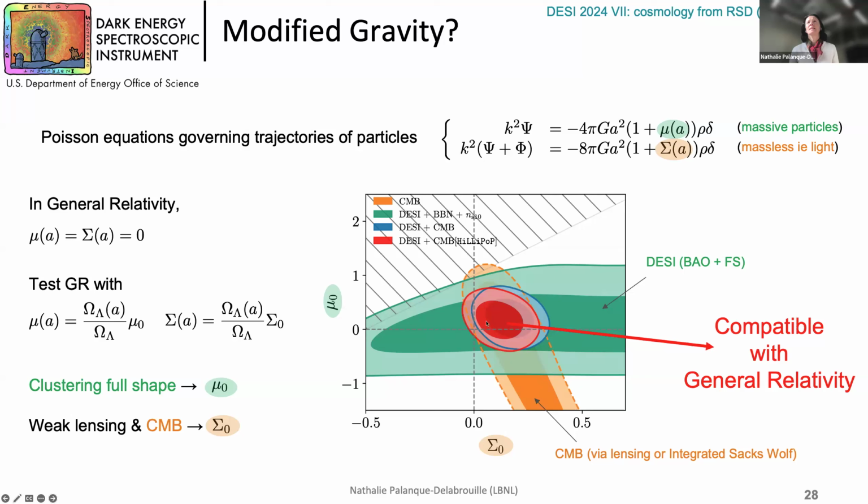What we see in this plot is that indeed the constraints obtained by DESI in green are only constraining mu naught, no sensitivity to sigma naught. But what is important to see is that they're totally compatible with mu naught equals 0. And combining with CMB, we obtained red or blue contours here, depending on the actual likelihood that we're using from the CMB. But in both cases, you see that the 0, 0 value is totally compatible with what we're obtaining. And so DESI sees at present time no hint for any deviation compared to general relativity.